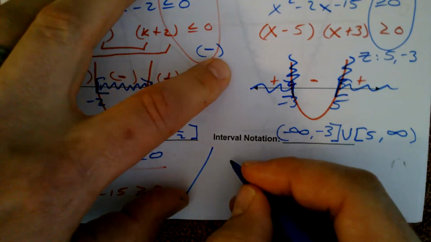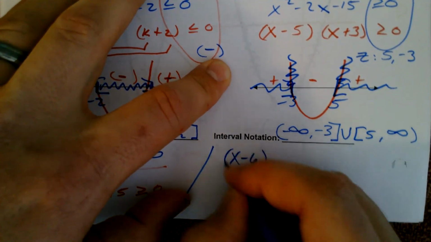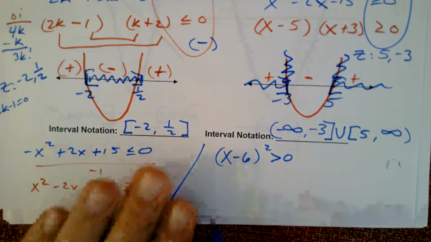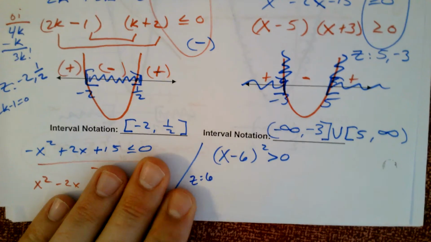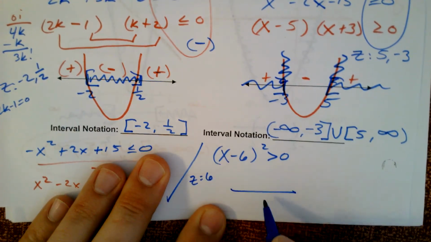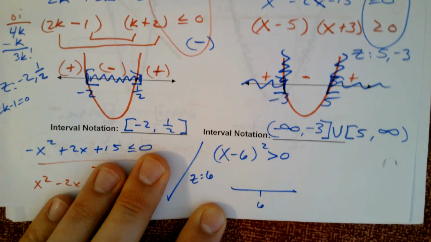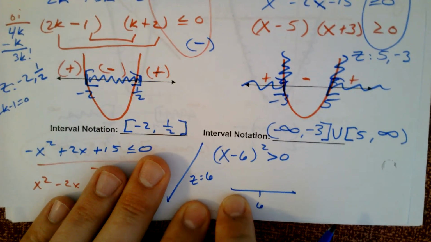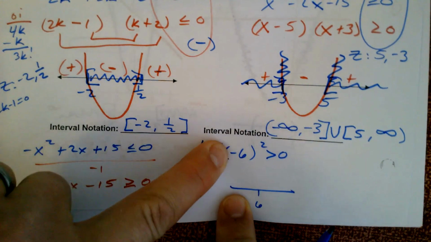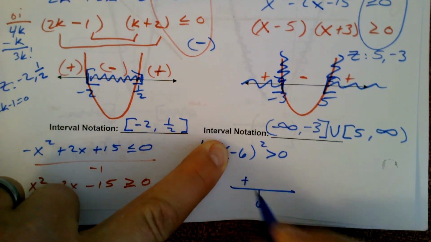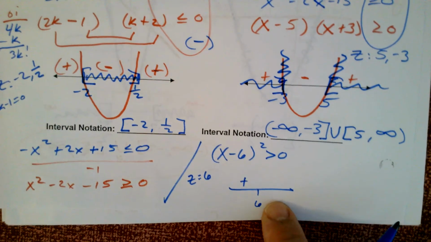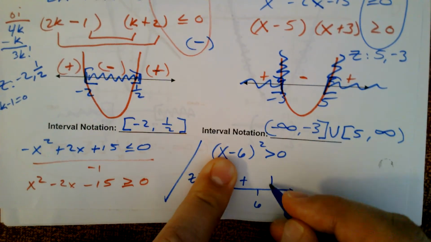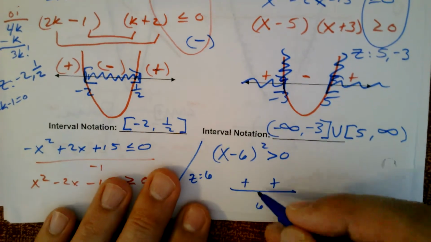Another scenario you might see is if you had x minus 6 quantity squared is greater than 0. Okay, the zero of that function is only 6. So here's 6. If I do some testing, a number to the left of 6 would be like 0. Well, (-6) squared is positive 36. That's a positive. And a number over here would be like 7. 7 minus 6 is 1. 1 squared is positive. Well, this thing is positive everywhere.